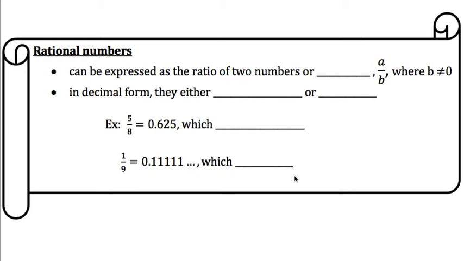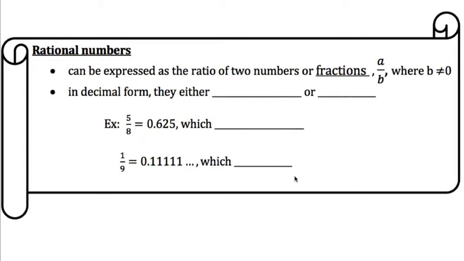So your rational numbers, just like I said here, can be expressed as the ratio of two numbers, or what we more commonly know as fractions, where the denominator cannot be 0. That's not allowed. In decimal form, they either terminate, which means they end, or they repeat. So 5 over 8, if you enter that in your calculator, will give you 0.625, which terminates. And numbers like 1 over 9, this is just 0.111111, the 1 repeats. So those are examples of rational numbers.